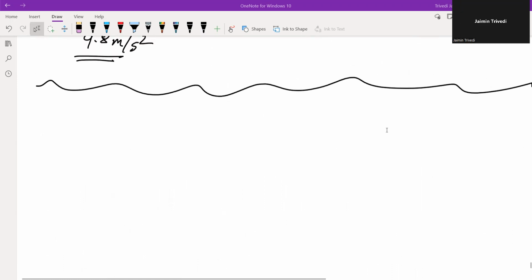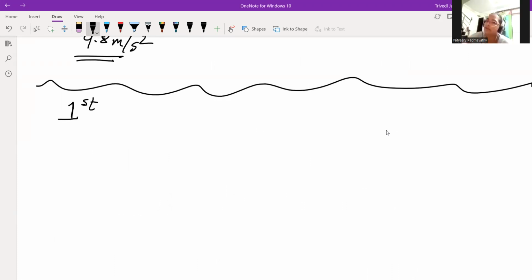Okay. Let's go with the equation of motion. That is the first equation of motion. V is equal to U plus A T. Who knows this first equation of motion? Sir, I know, sir. Very good. V is equal to U. I don't know, sir. No problem.